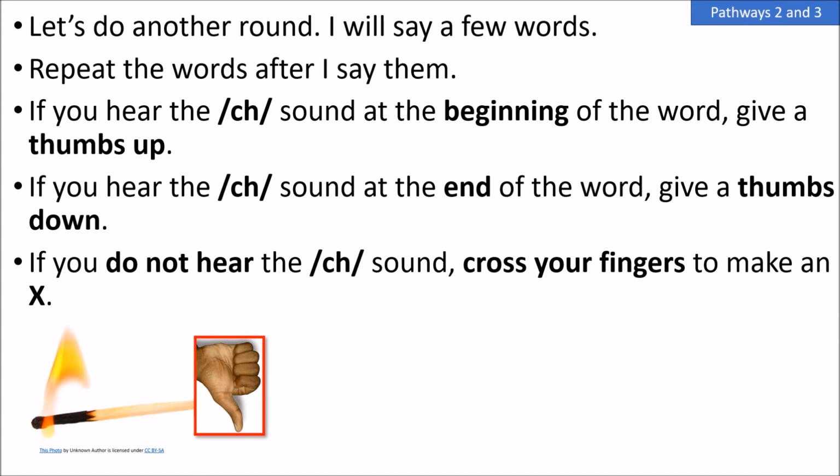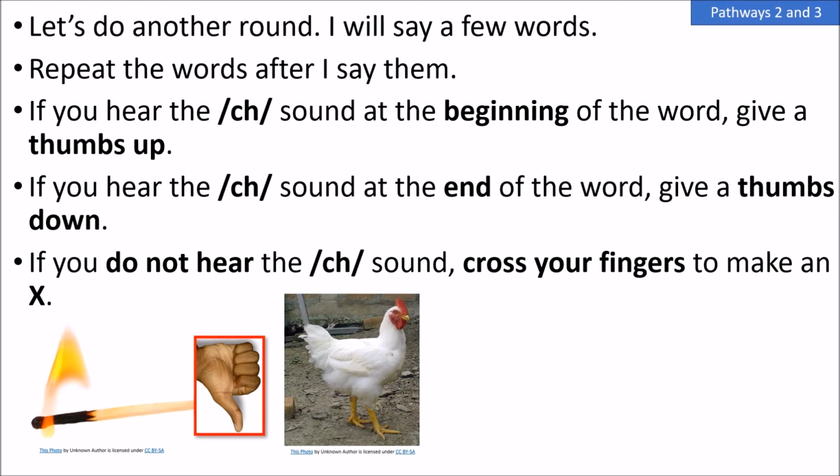The next word is chicken. Chicken. You should have given a thumbs up. You hear the ch sound at the beginning of the word chicken.